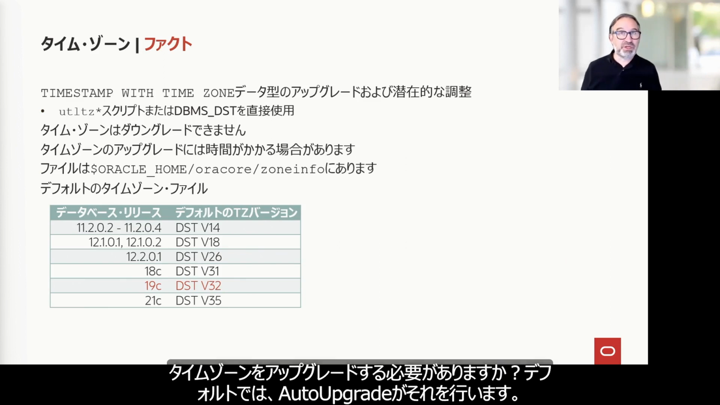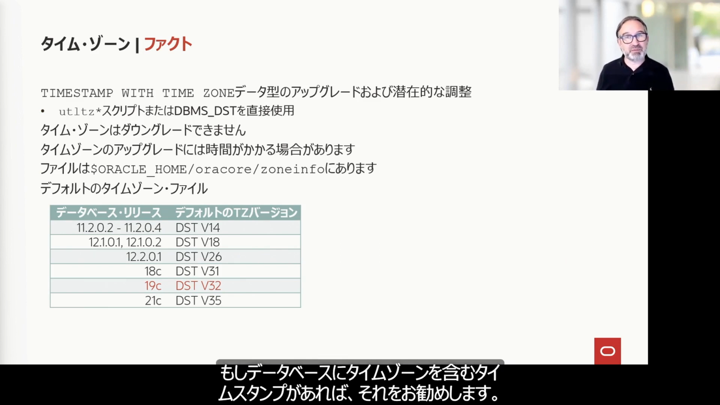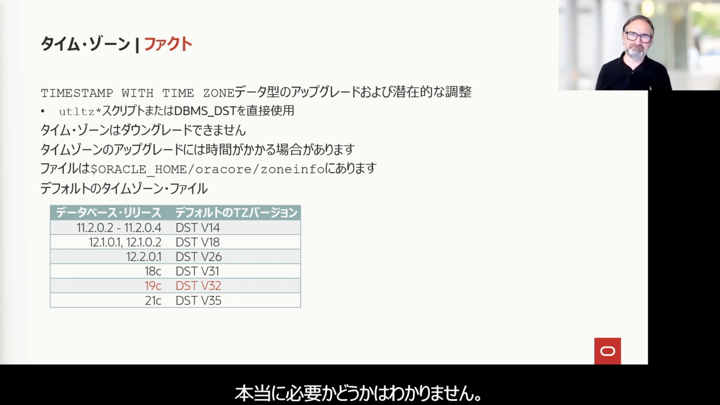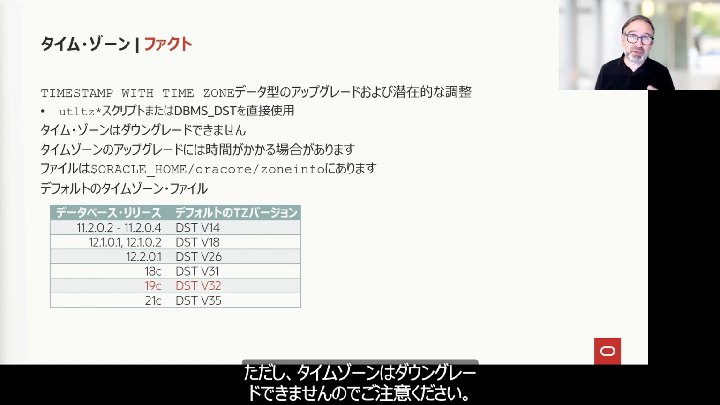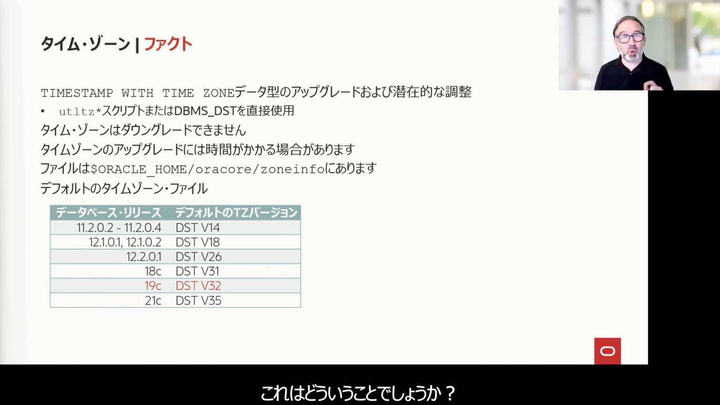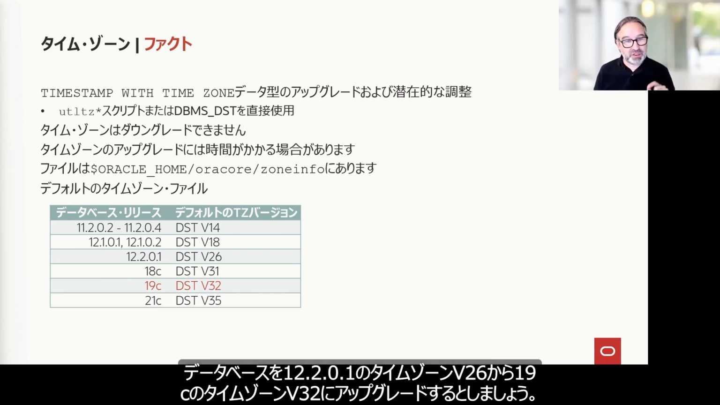Time zone. Do you have to upgrade time zone, yes or no? By default, AutoUpgrade does it. So if you have timestamp with time zone data in your database, we recommend it. Otherwise, not sure if you really need that. You can run the time zone update scripts by yourself, but be aware, time zone can't be downgraded. What does that mean? Look at the table on that slide. Let's assume we upgrade the database from 12.2.0.1, time zone v26, to 19c, time zone v32.